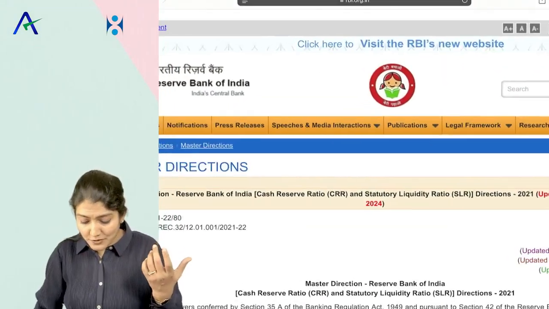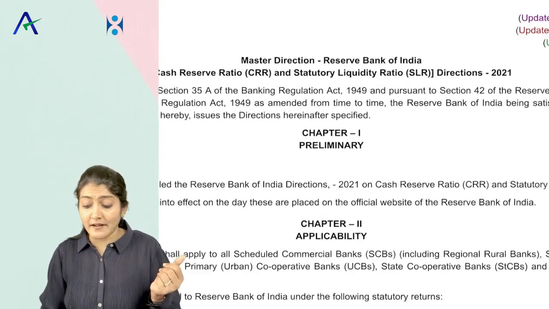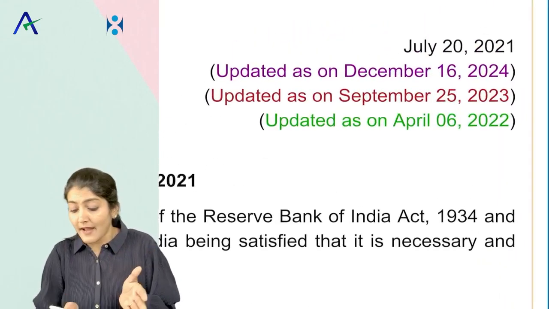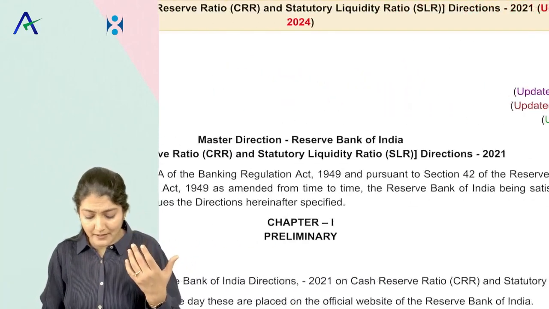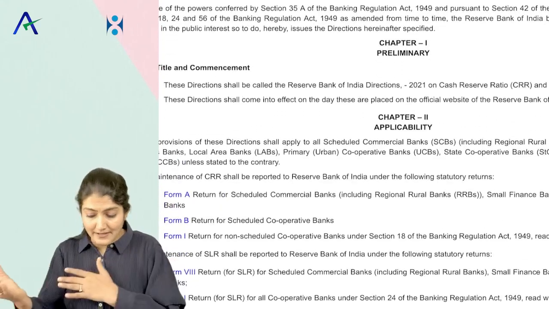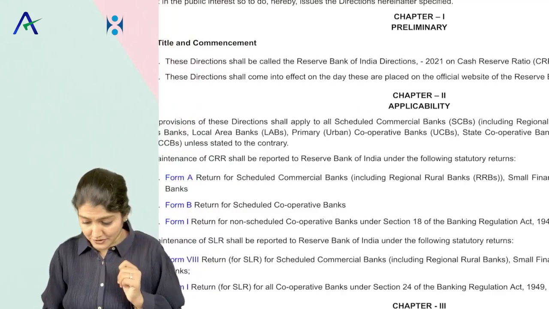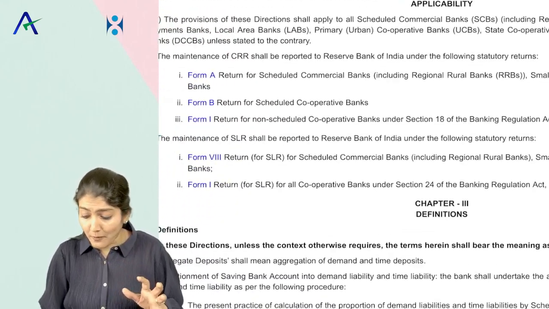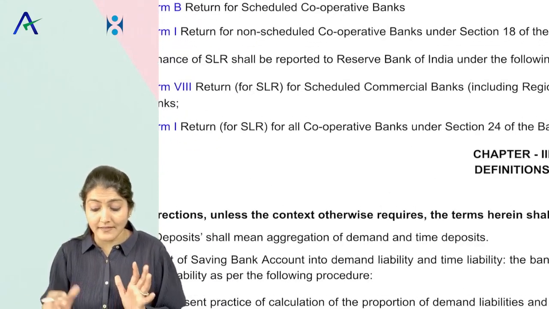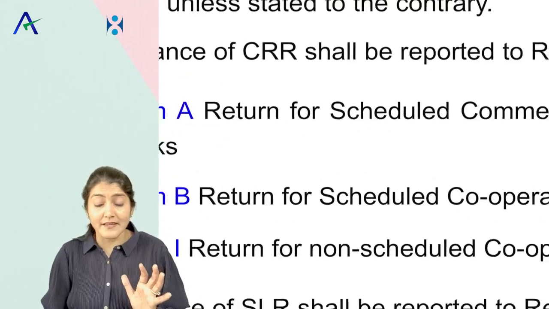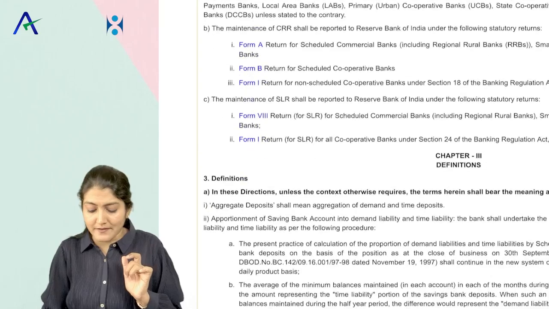Okay, if we come to the RBI website, you see this particular Master Direction, the RBI CRR and SLR Directions 2021, updated as of 2022, 23, 24. So it keeps on getting updated. It says the short title and commencement: these directions can be called the RBI CRR and SLR Directions. Then Form A is the return regarding the CRR, the cash reserve ratio, and Form B, Form 1 and Form 8 are regarding the SLR. We said that the auditor has to check the correctness of the data on a sample basis.